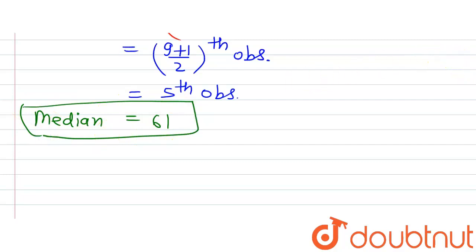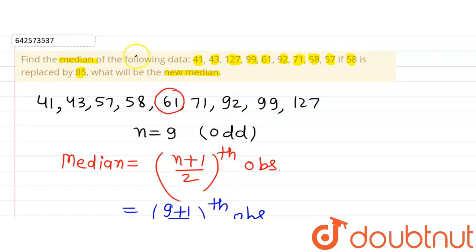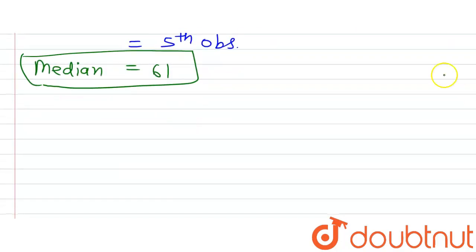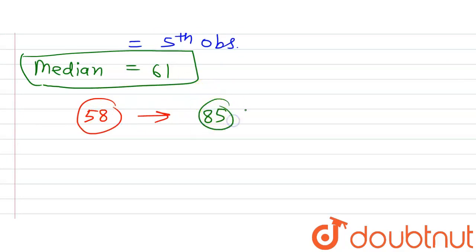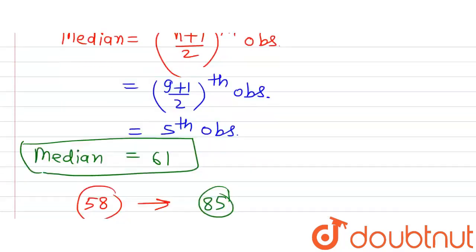Now there is a change that has been done to this data, and that change is that 58 is replaced by 85. That means 58 is gone, and in place of it, 85 is coming into the data. 85 is coming into the data. Now the new ascending order will be 41, 43, 57.